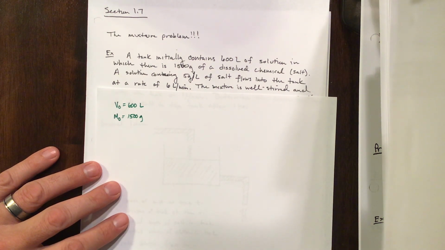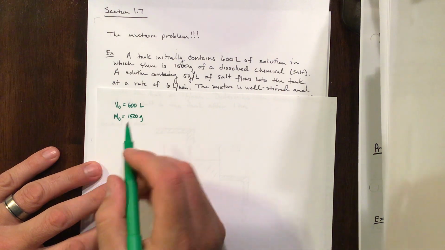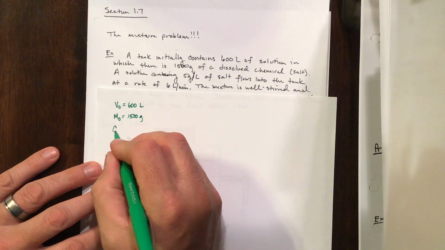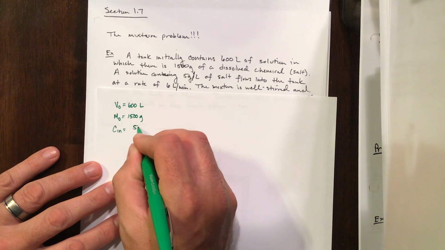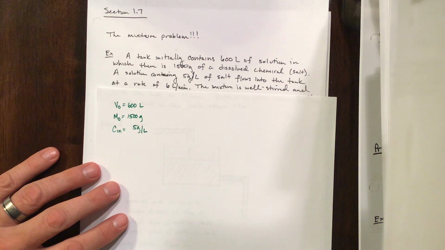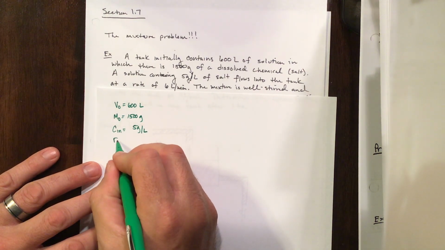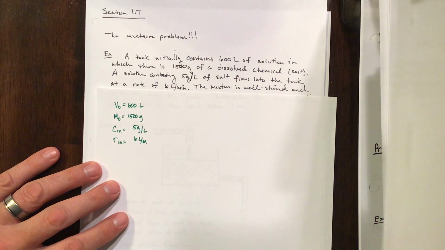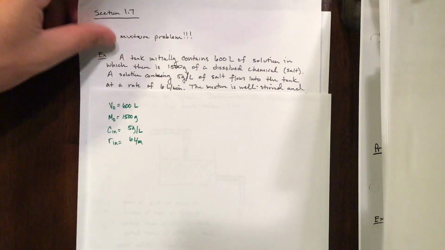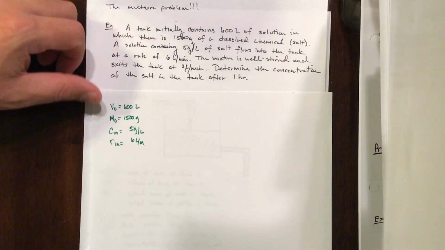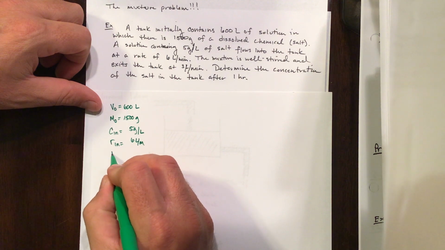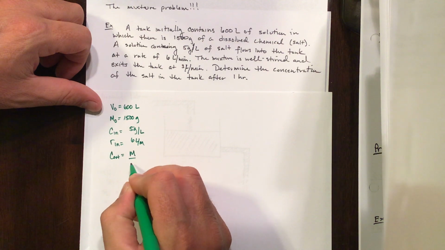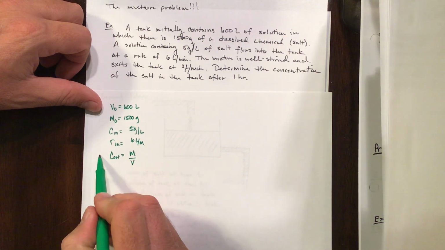A solution containing 5 grams per liter of salt, so that's the concentration going in, flows into the tank at a rate, so R in is 6 liters per minute. The mixture is well stirred and exits at 3 liters per minute. Okay, so what is the concentration going out? Well, it's the amount of salt in the tank divided by the volume of the tank. This will always be true.